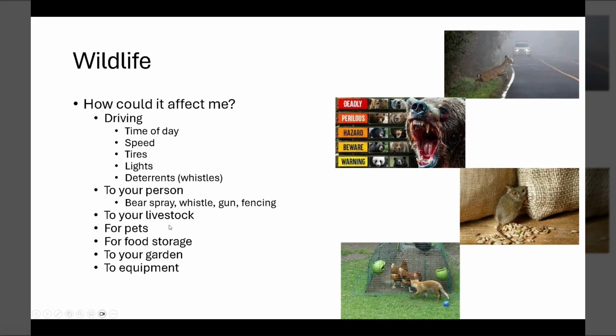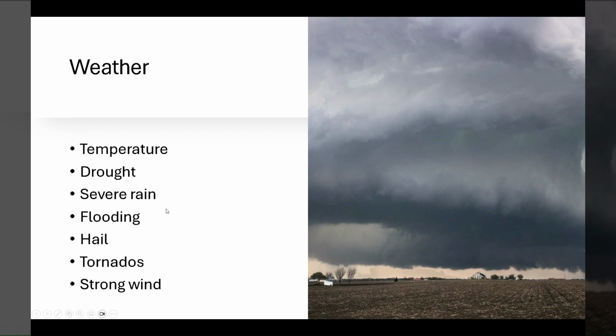Wildlife can impact your livestock, again, by direct attack on your livestock, say a fox against chickens or a cougar or a bear against your horses or cows, or by mice eating the food for your livestock or spreading disease. For your pets, there can be, for your food storage, to your garden, to your equipment. Lots of hazards and risks. Weather. So temperature, drought, severe rain, flooding, hail, tornadoes, strong wind. There's lots of information relatively available for your area.